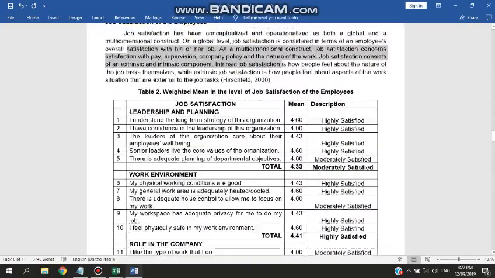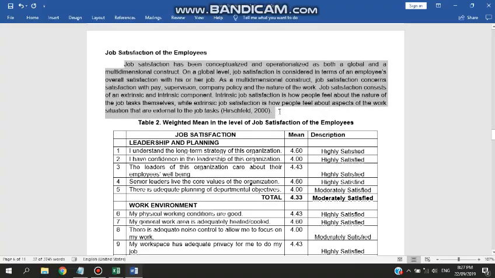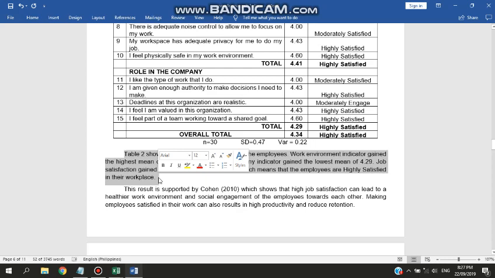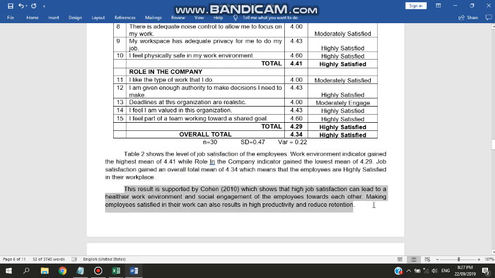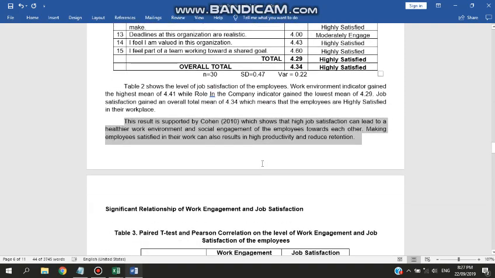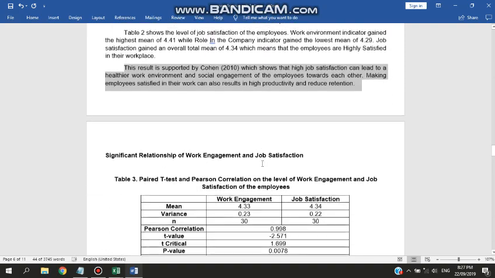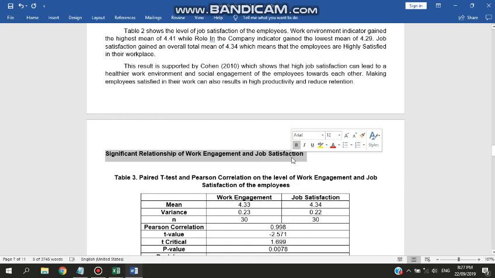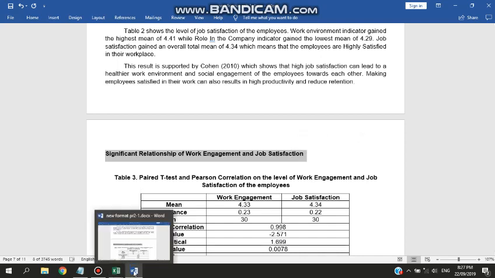So this is the interpretation or RRL description of job satisfaction. This is the reiteration of Table 2. This is the backup RRL for Table 2 interpretation. Okay. Now we can proceed with research question number 3. Ito na yung sagot dyan. Significant relationship, you're asking if is there a significant relationship between work engagement and job satisfaction? May significant relationship ba sila o wala?